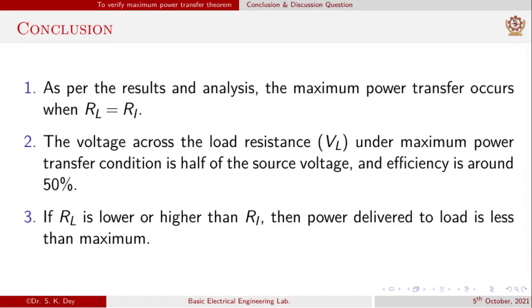So let us come to the conclusion. As per the results and analysis, we can conclude that the maximum power transfer occurs when RL is equal to RI. The voltage across the load resistance, that is VL, under maximum power transfer condition is just half of the source voltage and efficiency is around 50%. If RL is lower or higher than RI, then power delivered to the load is less than maximum.